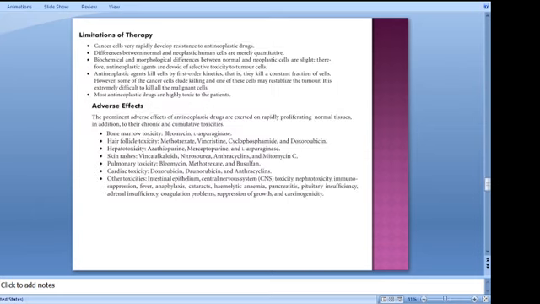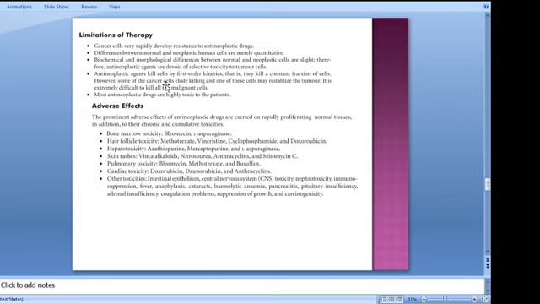Okay, so what is the limitation of this type of therapy? If you are treating cancer, it is not sure to be cured, right? The limitation of therapy is that cancer cells very rapidly develop resistance to antineoplastic drugs. Then the difference between normal cells and neoplastic cells is merely quantitative, and the biochemical and morphological differences between normal and neoplastic cells are slight. Therefore, antineoplastic agents are devoid of selective toxicity to the tumor cells.